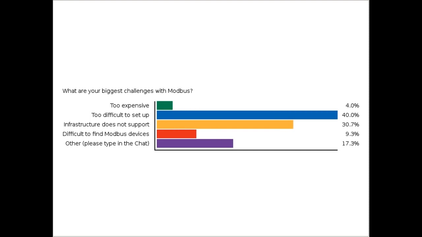Okay, thanks everyone for voting. We've got the votes coming in here. Looks like the winning one so far is it's difficult to set up, which I think Joe just mentioned. Other things coming in the chat window, it looks like security is one of the biggest challenges. Unfamiliarity with the protocol, just don't know enough.